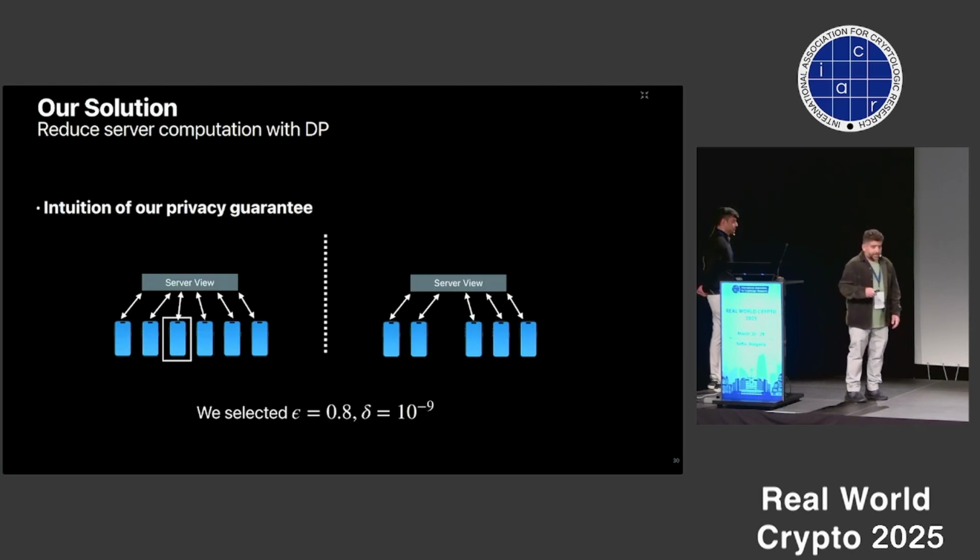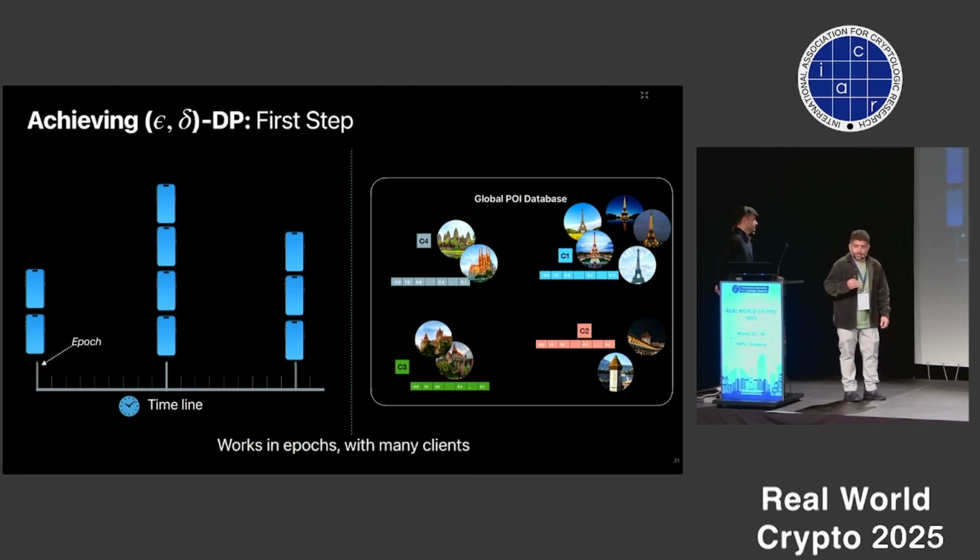Before I go into the details of this protocol, let me explain the intuition of the privacy provided by our scheme. Let's imagine two worlds, one on the left, where many users are making queries to the server, and one on the right, where a particular user may not be making the query to the server. The privacy guarantee provided by our scheme is such that the view of the server in both these worlds is similar. In other words, the server's advantage in inferring the client's query, whether the client participates in the protocol or not, is bounded by e raised to the power epsilon. And we selected epsilon equal to 0.8 and delta equal to 10 raised to the power -9, which is quite a strong guarantee.